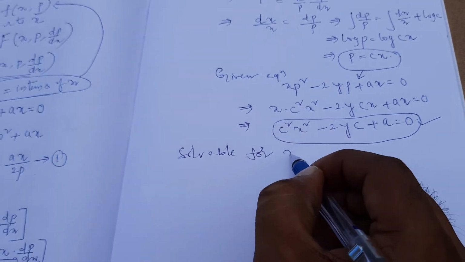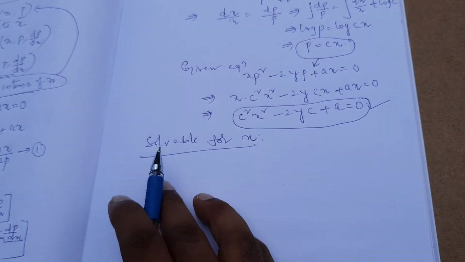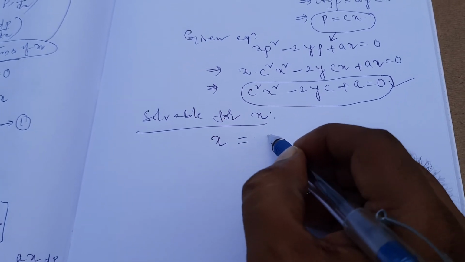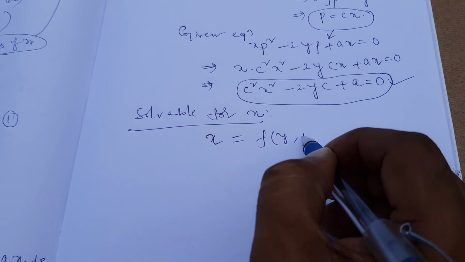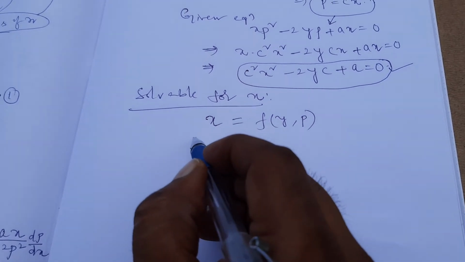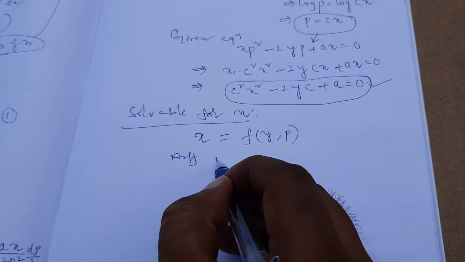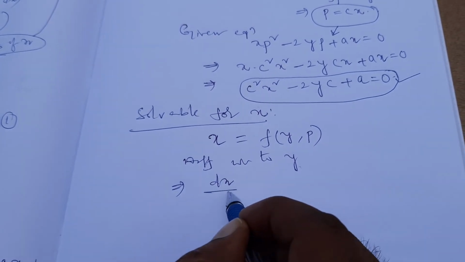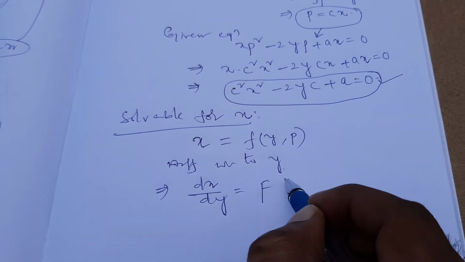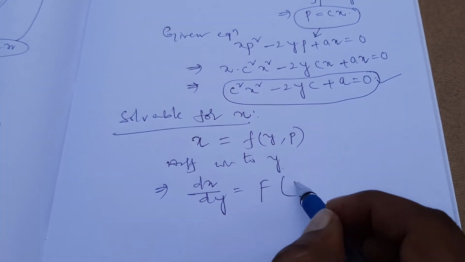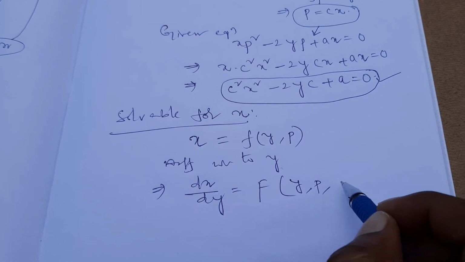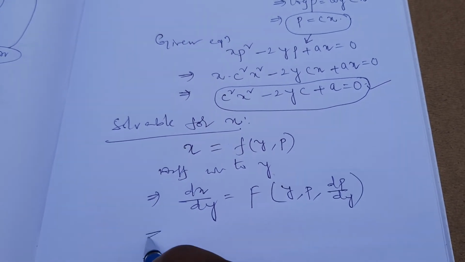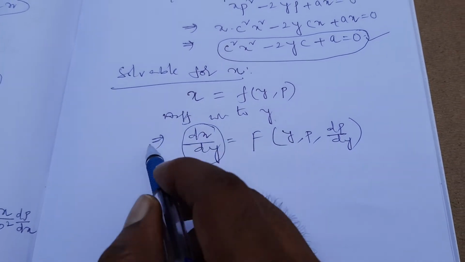Similarly, the next model is solvable for x. It is just the reverse process. If the given differential equation is in the form x equal to some f of y comma p, then what do we have to do? Differentiate with respect to y. Then dx by dy is equal to some function of y and p, and the term dp by dy will be there.